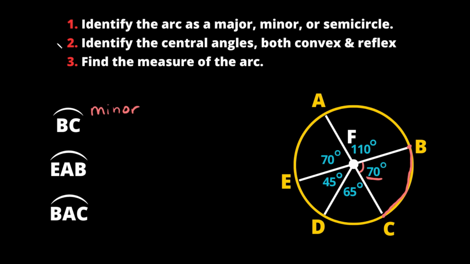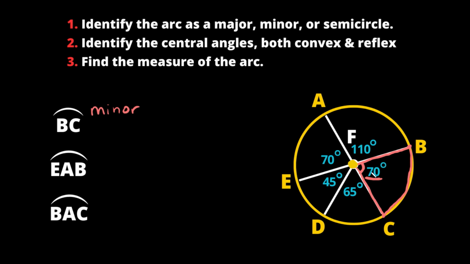Now let's go to question number 2. It just says, identify the central angles, both convex and reflex, all right? So again, as we mentioned, this arc from B to C is defined by this angle right here, and this angle is known as the central angle. And the central angle is basically just an angle that's made up of 2 radiuses, or more appropriately, radii, and the center of the circle, right? That's why it's called the central angle. Okay, so the central angle here is 70 degrees, but we can also get a little bit more specific and define the convex and reflex central angles.